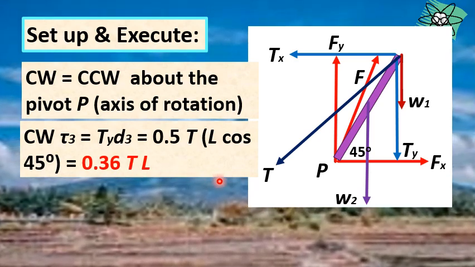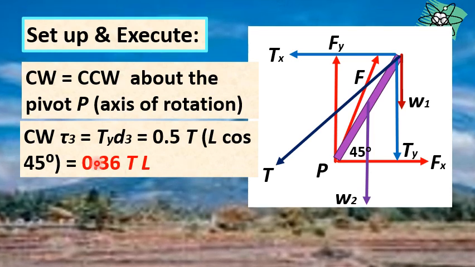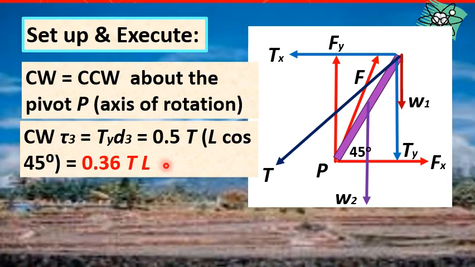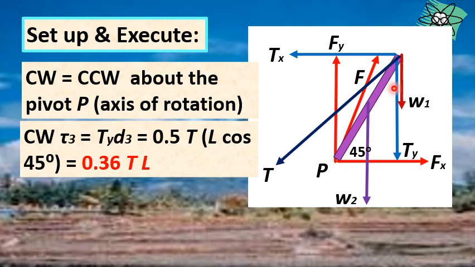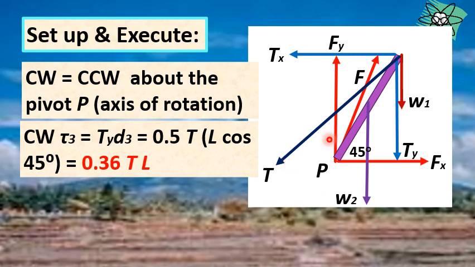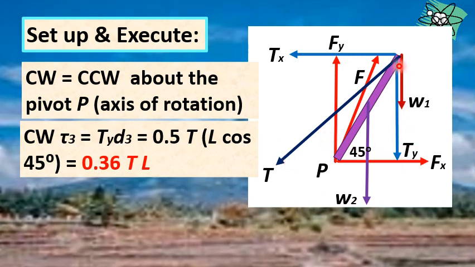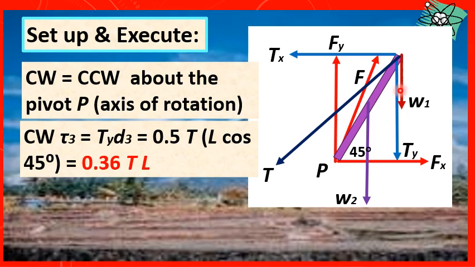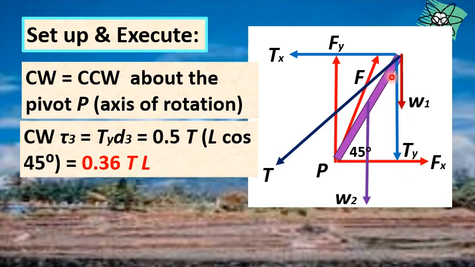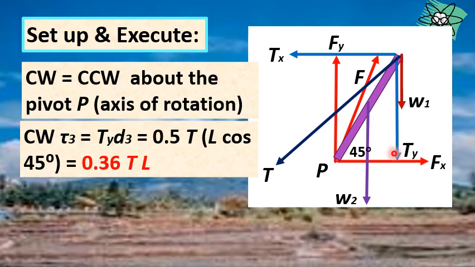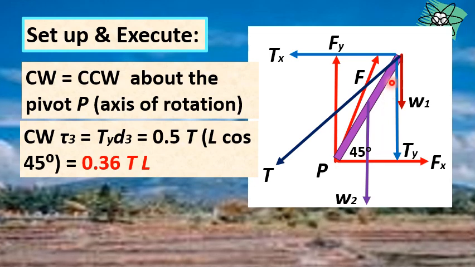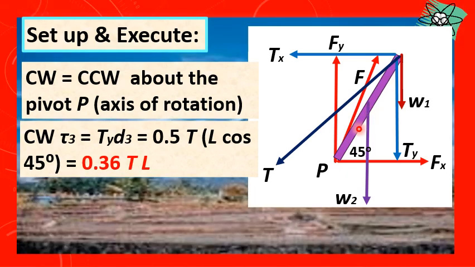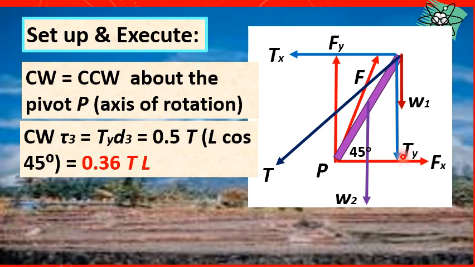The third torque that causes the strut to have a clockwise torque is due to the force Ty, the vertical component of the tension force T. So in the diagram, the line of action of Ty happens to be the opposite side of the angle 45 degrees, with the length of the strut forming the hypotenuse of the imaginary right triangle.